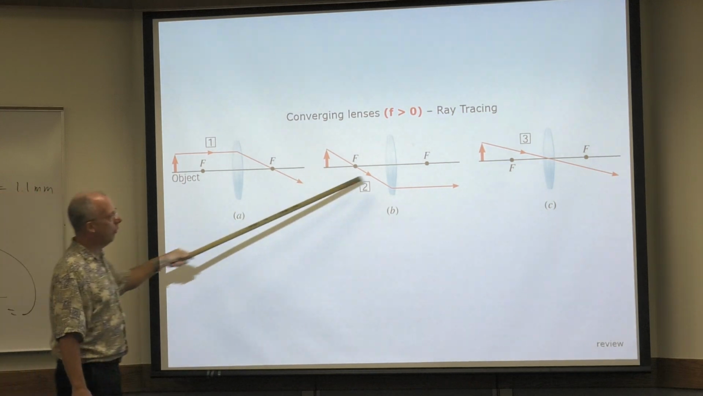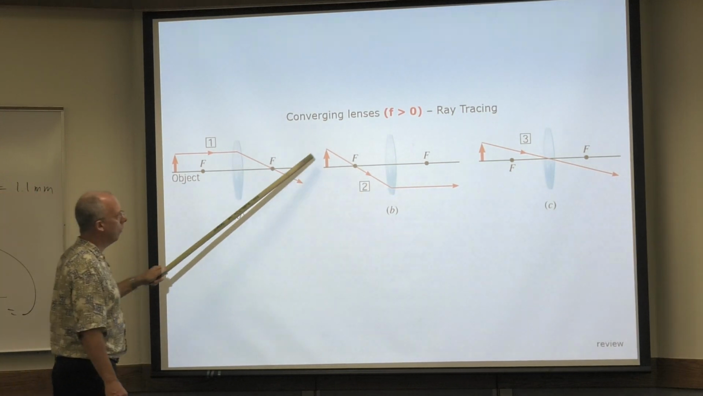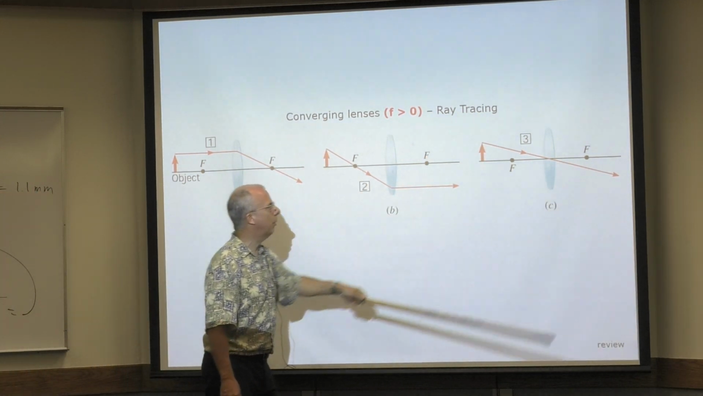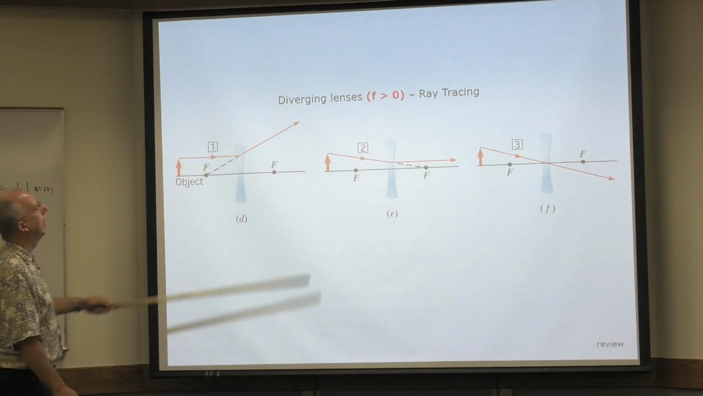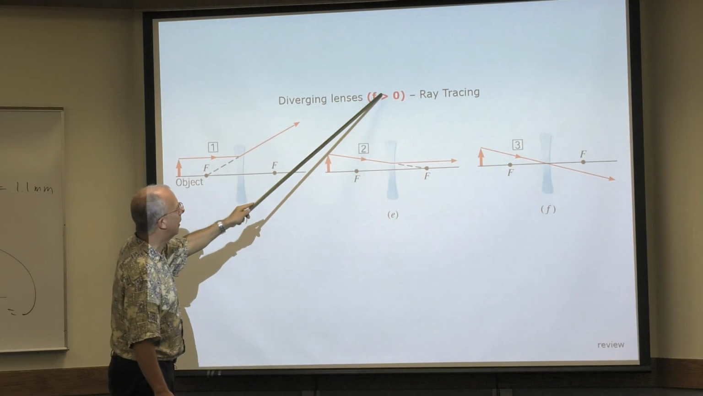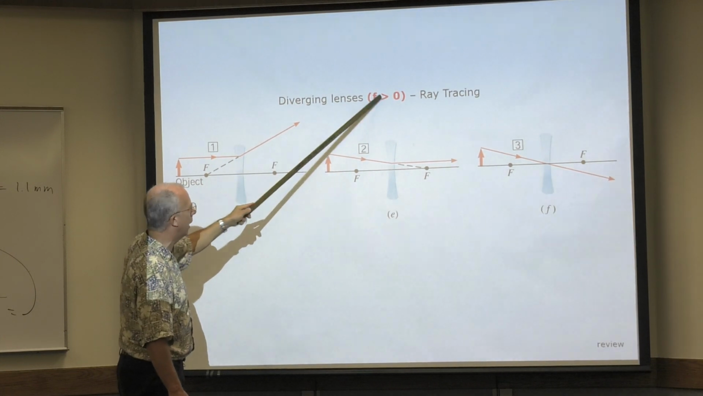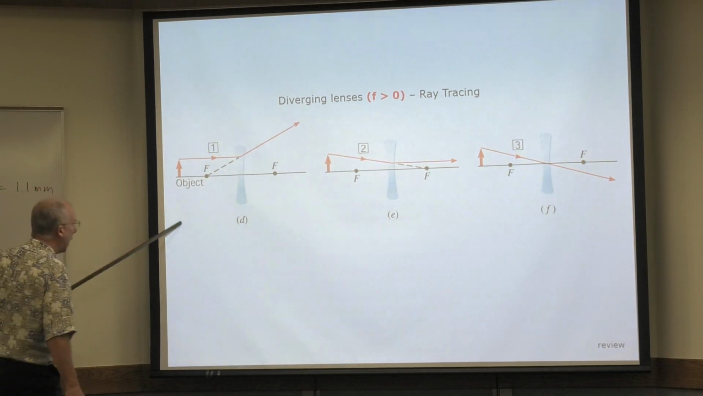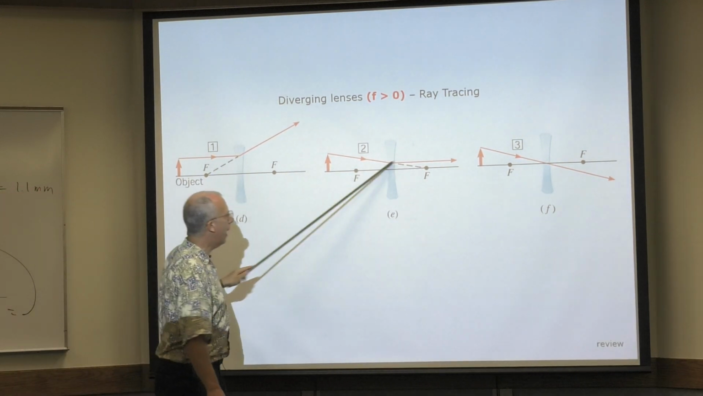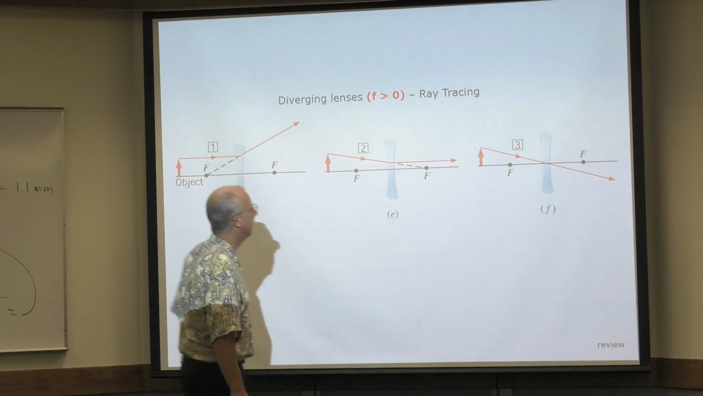These three important rays: parallel in, focal out; focal in, parallel out; and just straight through. Positive focal length. I goofed up there too. It's negative. Diverging lens, negative focal length. Right? Same three rays: parallel in, focal in, parallel out, and just go straight.